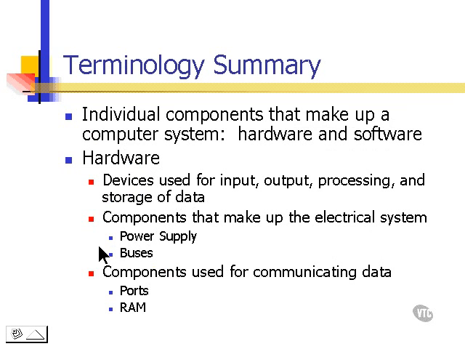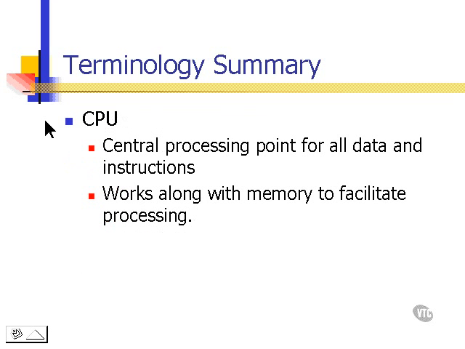Let's summarize what we've learned. Individual components that make up a computer system are hardware and software. Hardware includes devices used for input, output, processing, and storage of data. Components that make up the electrical system are the power supply and the buses. Components used for communicating data are ports and RAM. The CPU is one of the most important components in the computer. It's the central processing point for all data and instructions, and it works along with memory to facilitate processing.